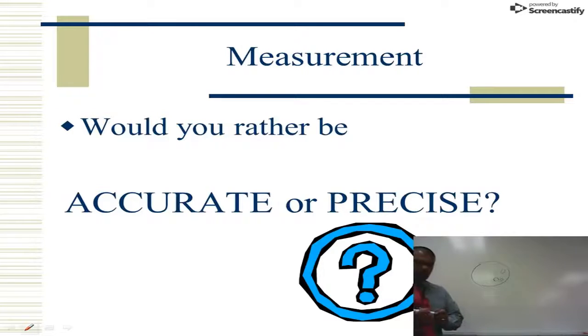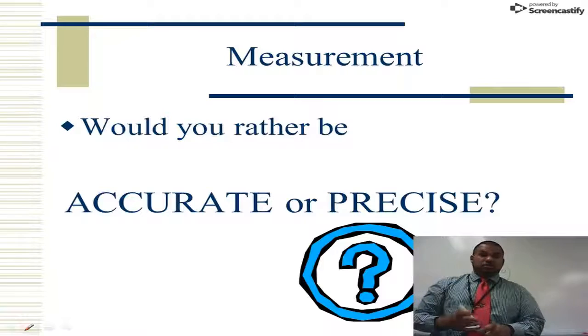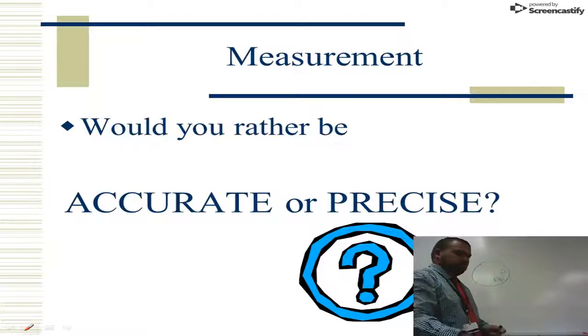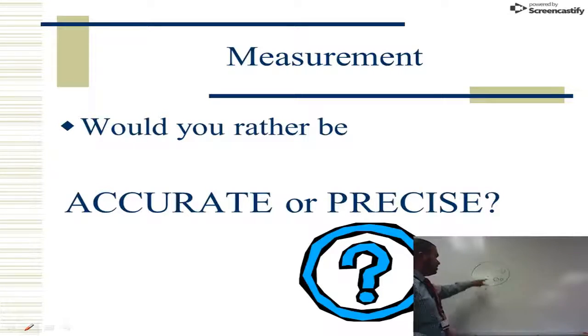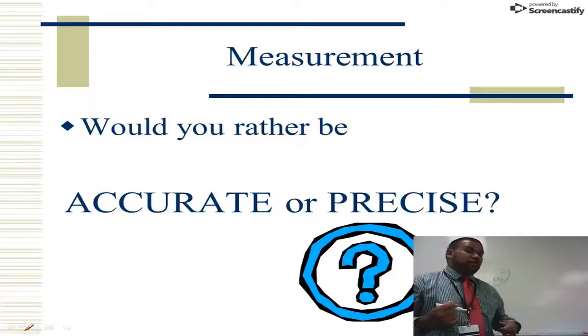Am I being accurate or precise? You're probably saying, I don't know, Mr. F. You're just throwing stuff at a board. How am I supposed to know what you're doing? Well, accuracy means that I'm hitting the target. Precise means I'm hitting the mark mostly in the same place every time.